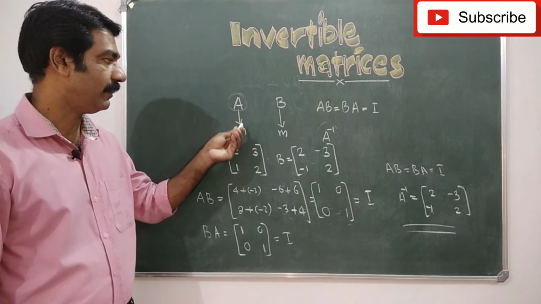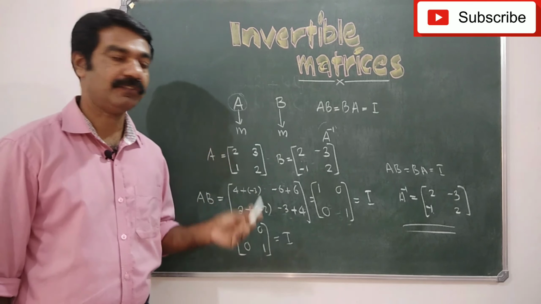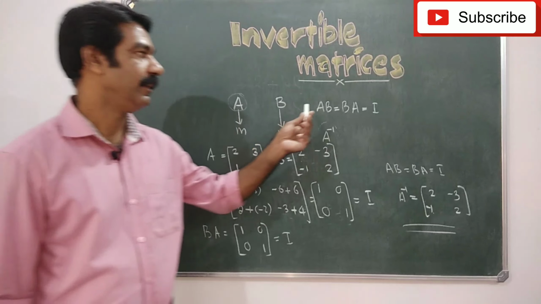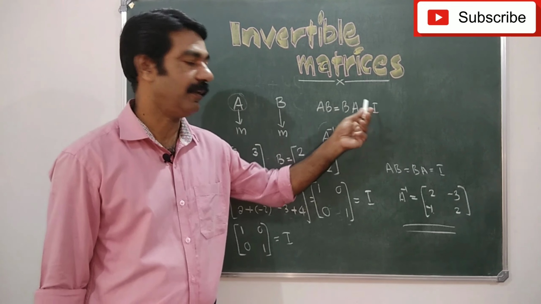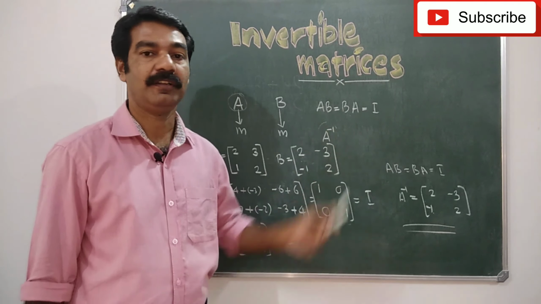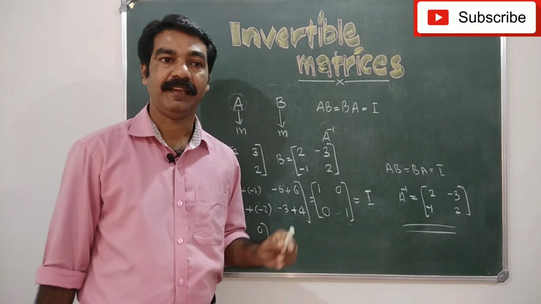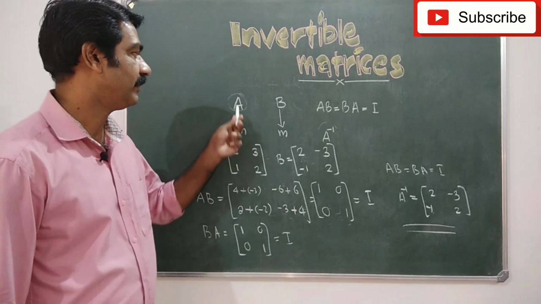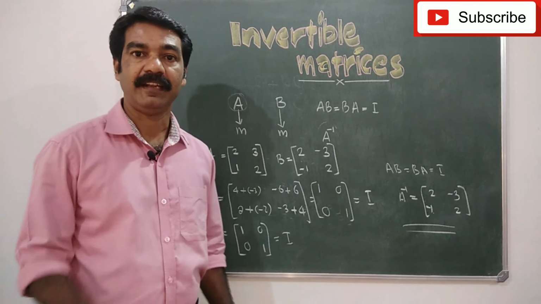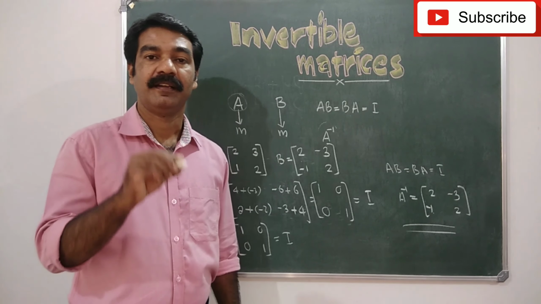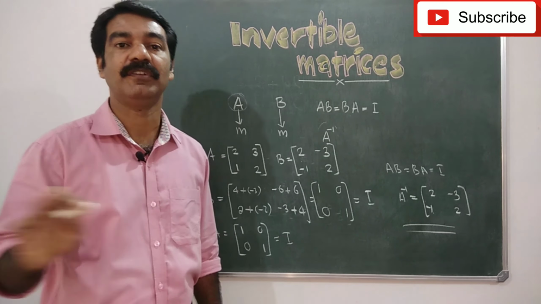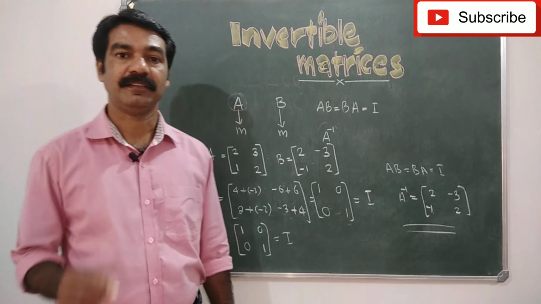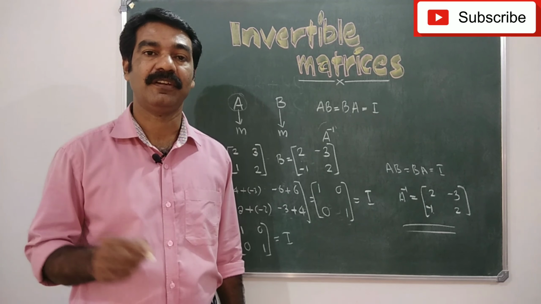To explain once more: if A is a square matrix of order M, and there exists another square matrix B of the same order such that AB is equal to BA is equal to I, then B is called the inverse of A, denoted by A inverse. We can say that the matrix A is invertible. And remember one more thing: a rectangular matrix does not have an inverse. Only square matrices have an inverse.